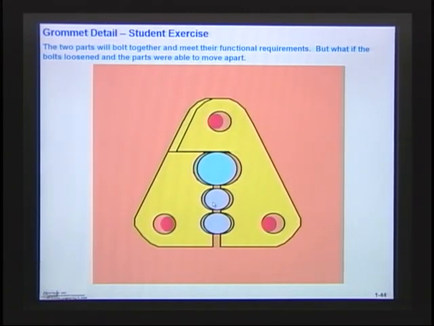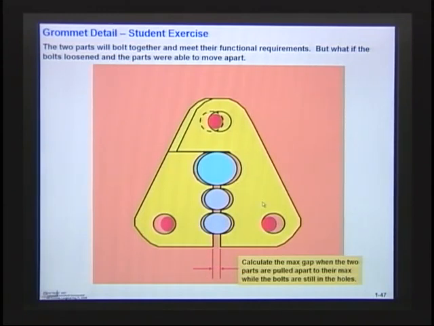Now they would only come apart by the amount of the looseness in the bolt and the clearance in the bolt here. That's how much. But what they're worried about here is what is that max gap? What is the worst that they could ever come apart, if they were to ever come apart? In other words, what we'd like to do is calculate that max gap when the 2 parts are pulled apart to their max while the bolts are still in the hole.